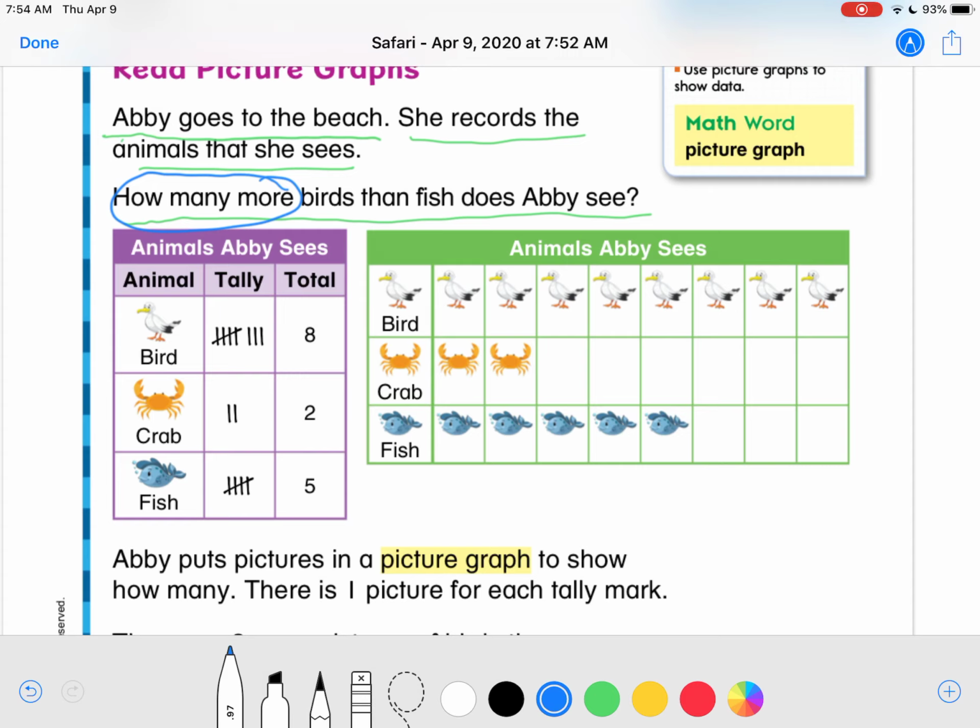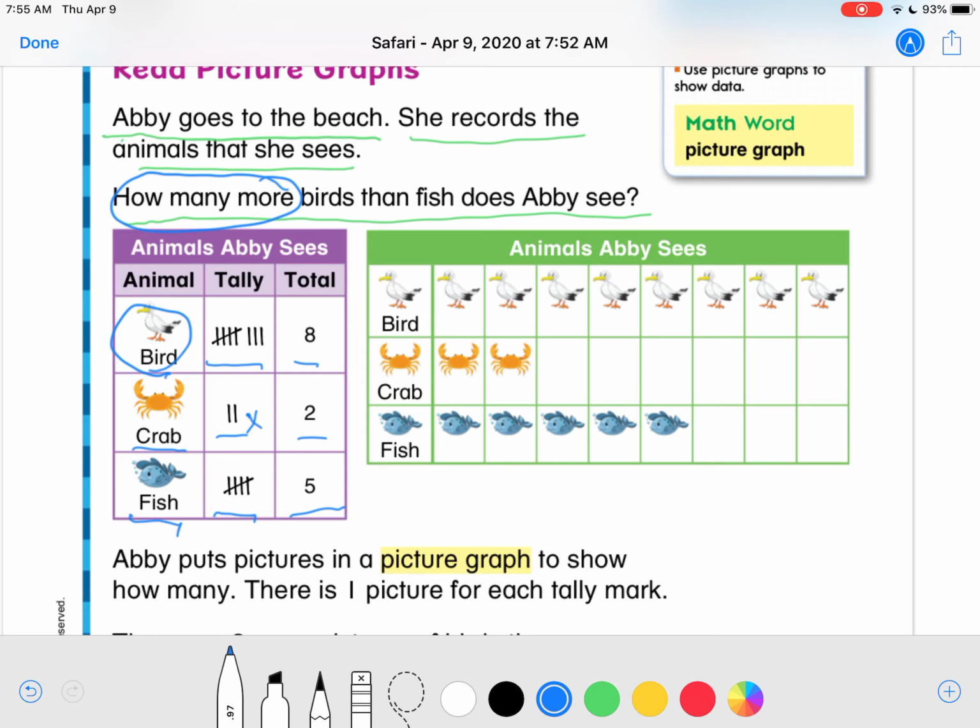So this says the animals that Abby sees. So the first way that we have our chart, our tally chart, it shows us just what we learned the other day. So every time that there's a bird, she counted them. There were 8 birds. There were 2 crabs. Don't think that this is an 11. 11 would be wrong. This is 2 tally marks. And fish has 5.